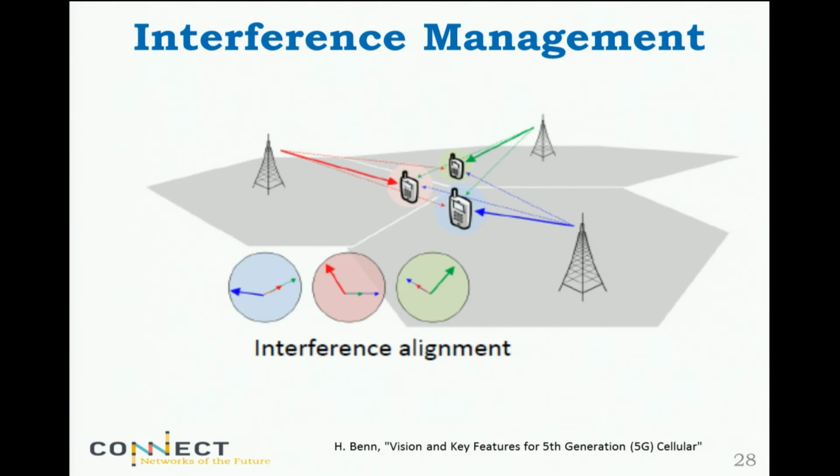Another option to do interference management is called interference alignment. It's a multiple antenna scheme, making sure that you minimize the interference from the other cells. Again, I'm not going into details, it's more information theoretical, but there is work going on in this domain as well.